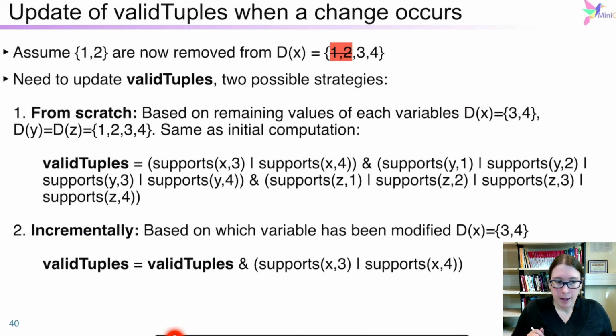Okay? And the second one, well, imagine you don't modify all the domains. If you modify only x, for example, well, the valid tuples from y and from z, they are the same. So what we can do is take the previous value of valid tuples and only do the logical AND with the new logical OR between the new values in the domain. So by doing that, we avoid doing all these logical ORs. And this is called incremental update because we are only doing the update by what has been modified. So in this case, the domain of x.